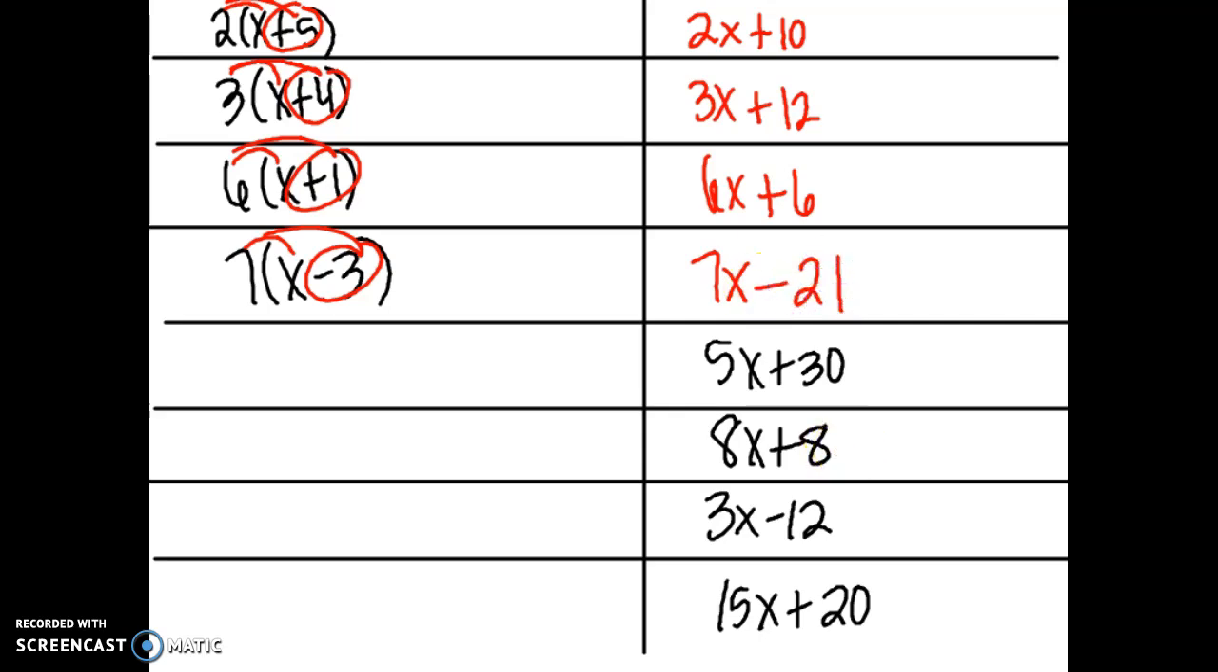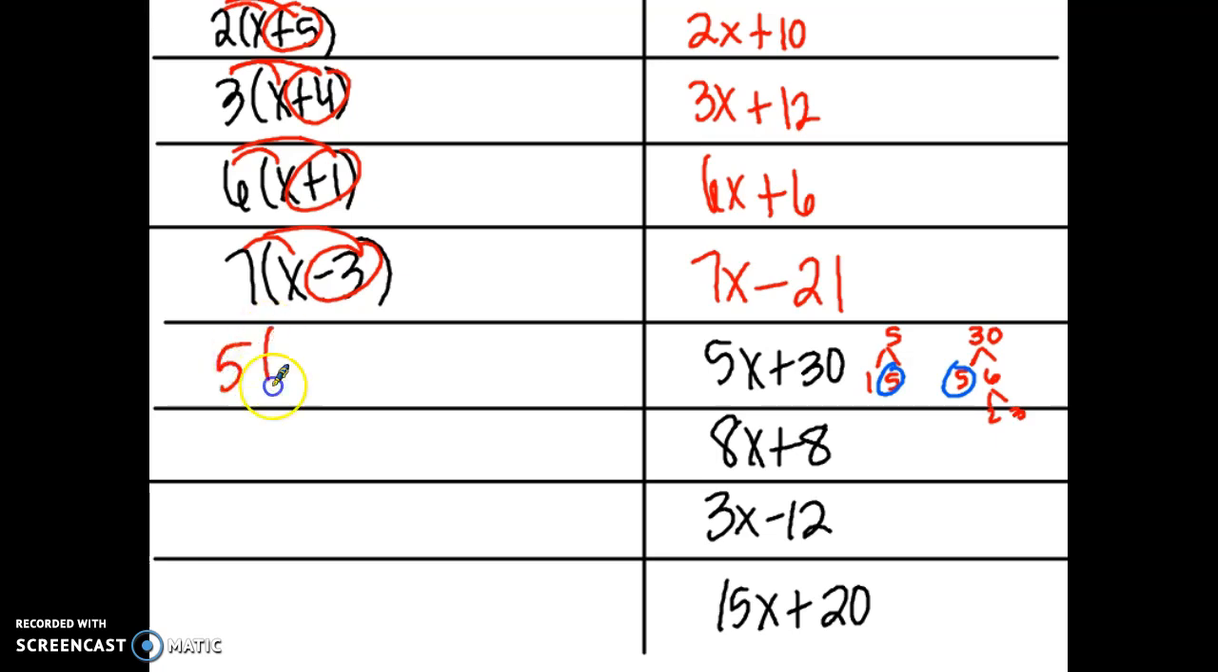So for the next 4, we're going to do the opposite of that. Instead of multiplying what's on the outside by what's on the inside, we're going to factor out the greatest common factor that these two terms have. So for 5 and 30, 5 will factor by 1 times 5. 30 will factor by 5 times 6. And 6 will factor by 2 times 3. The biggest number that they both have in common is 5. So I'm going to divide by 5.